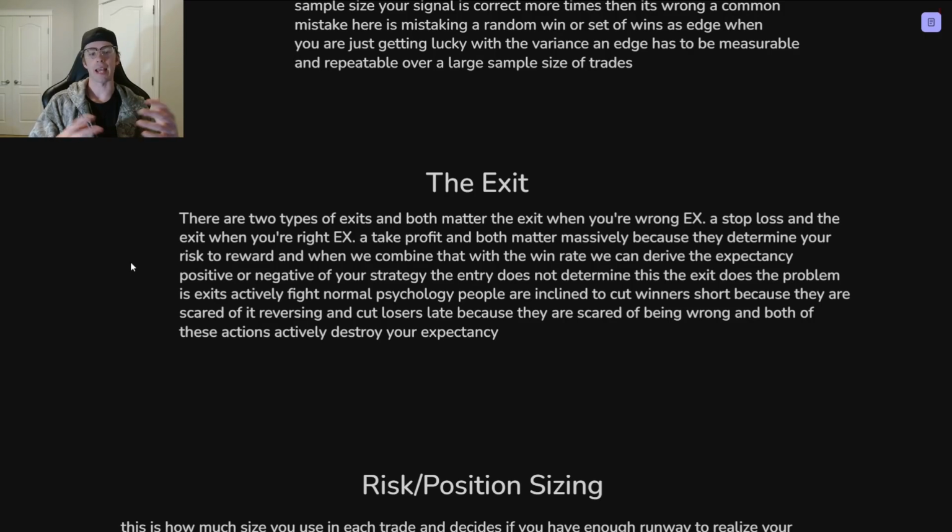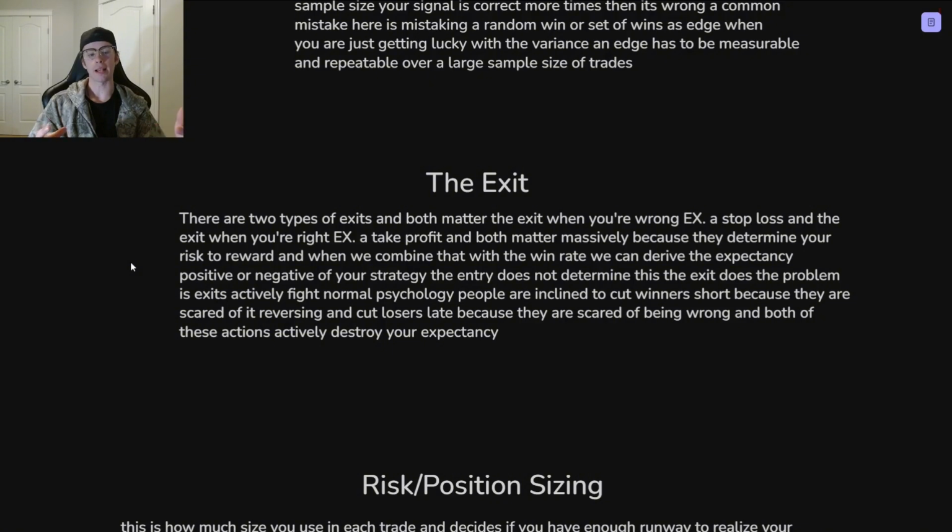So now we move on to the exit. There are two types of exits and both matter. The exit when you're wrong, which is your stop loss, and the exit when you're right, which is your take profit. And both of those matter massively because they determine your risk to reward. Then when we combine your risk to reward with your win rate, we can derive the expectancy, positive or negative, of your strategy, and that determines your edge. The entry doesn't determine this, the exit does.